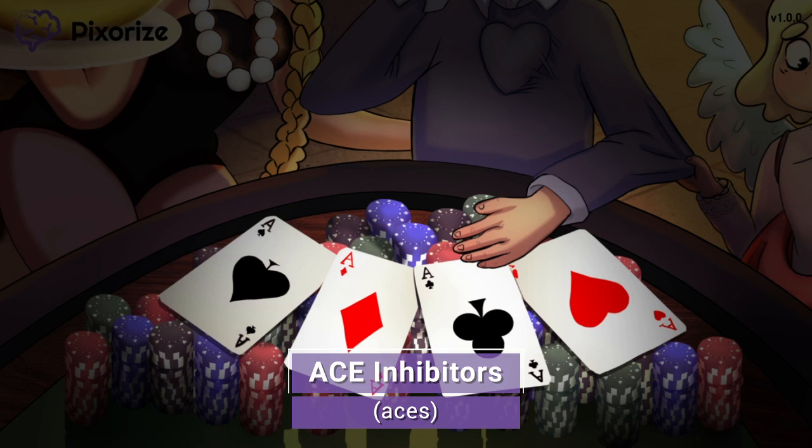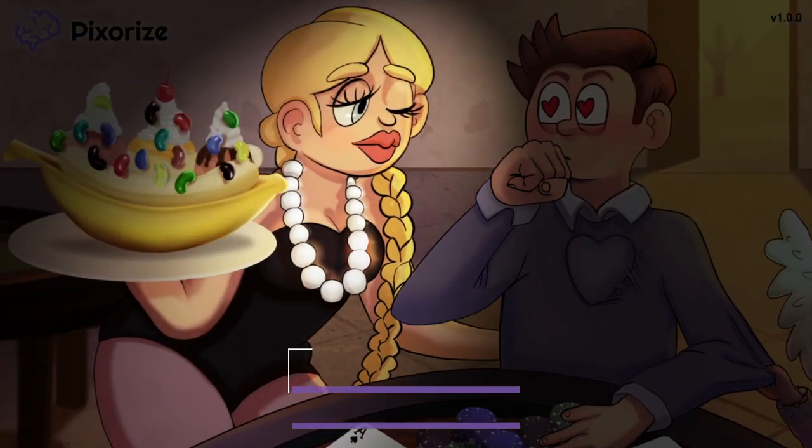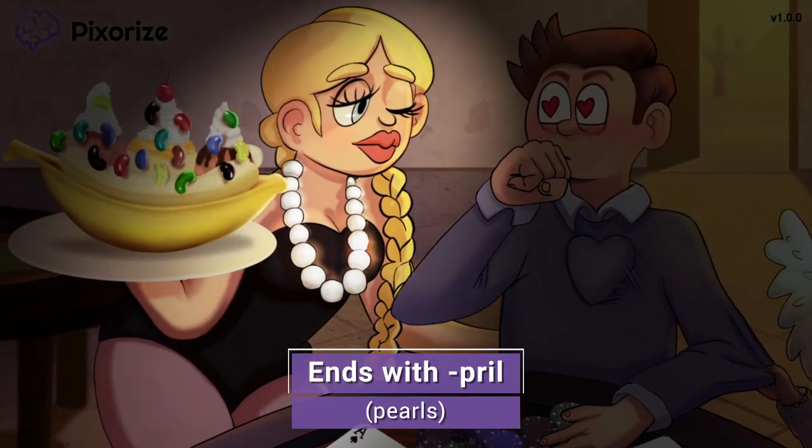Now that we've anchored ourselves to the ACE inhibitors, let's explore the rest of this scene to learn more about how these drugs work. Next, take a look at the pearl necklace on our casino hostess. Since casinos rake in money, it's only fitting that the hostesses wear opulent pearl necklaces. By the way, the pearls here should help us remember that ACE inhibitors have drug names ending with pril, as in captopril, lisinopril, benazepril, enalapril, and ramipril. The drug ending pril sounds like pearl, doesn't it?